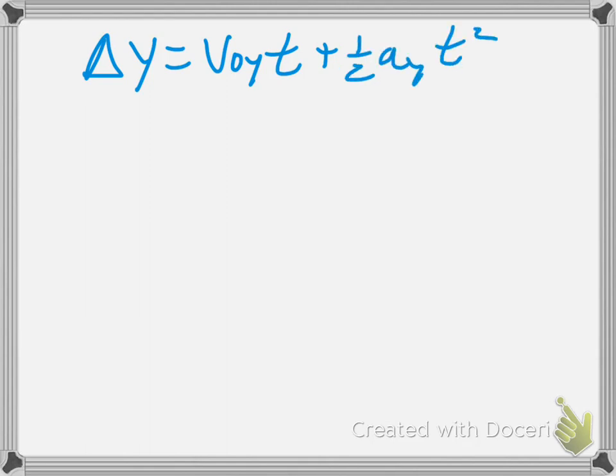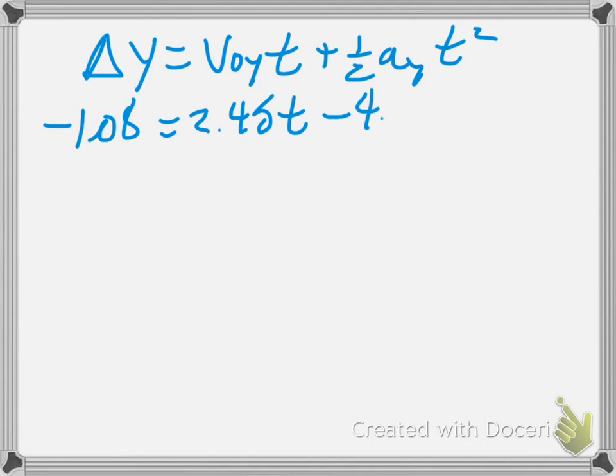So if we say delta y is equal to v0y times t plus 1/2 a in the y direction t squared, then we would have negative 1.08 is equal to 2.45 times t minus 4.9 t squared. Okay, that 4.9, remember, came from 1/2 of 9.8, and it's a negative. So how do we solve that? It's not as easy when we have something that's not a 0 over there, right?